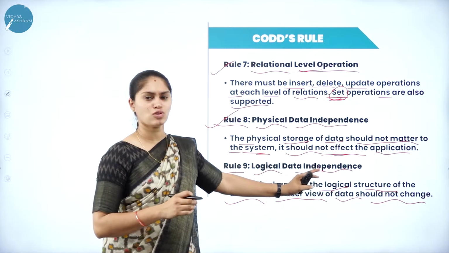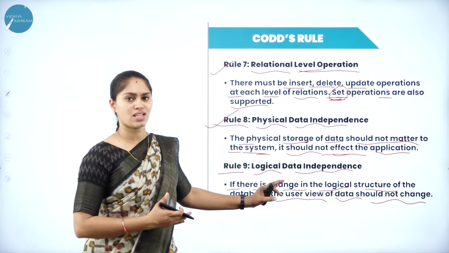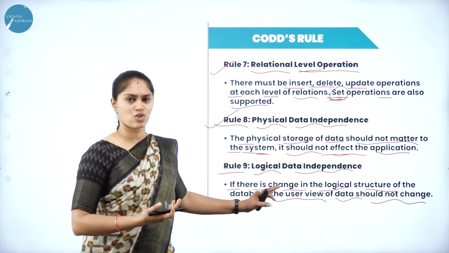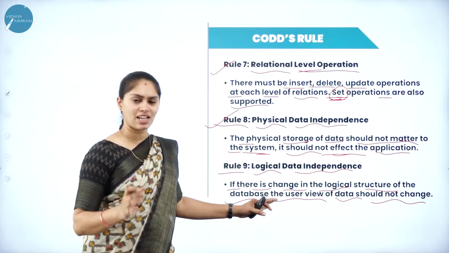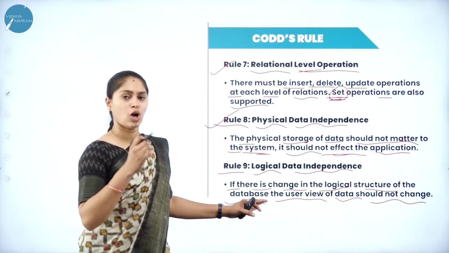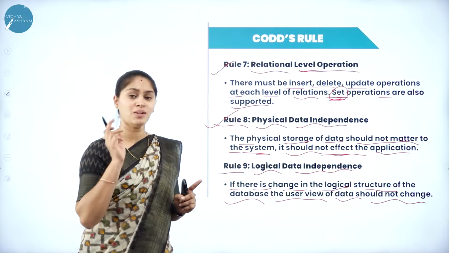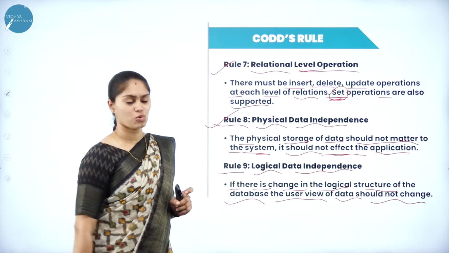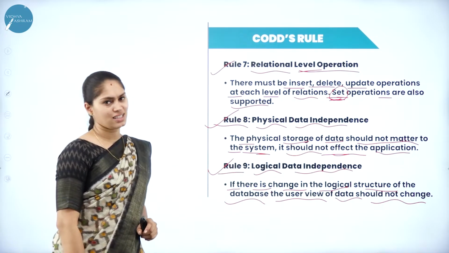If everything is known to the user, or whatever changes happen inside the logical data are known to the user, then there will be no security, then there will be no data abstraction. So if I want to call any database management system a relational database management system, whatever changes we make to the content of a logical structure should not affect the usage of the data by the user. That is rule 9 regarding logical data independence.